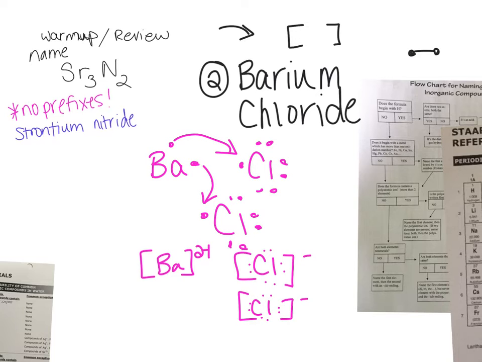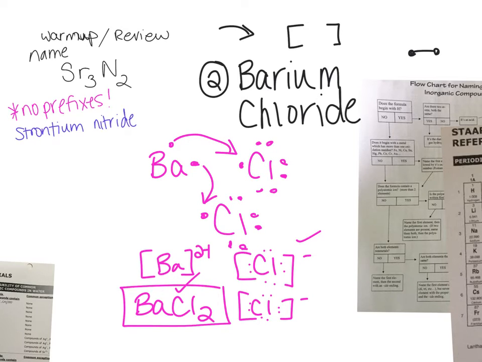So from this drawing, you can get your formula by just counting them, right? So you can always fall back on this as long as you're not dealing with transition metals and polyatomics. But so with that, we would just count it up as barium and 2 chlorine. So BaCl2 would be the final answer.